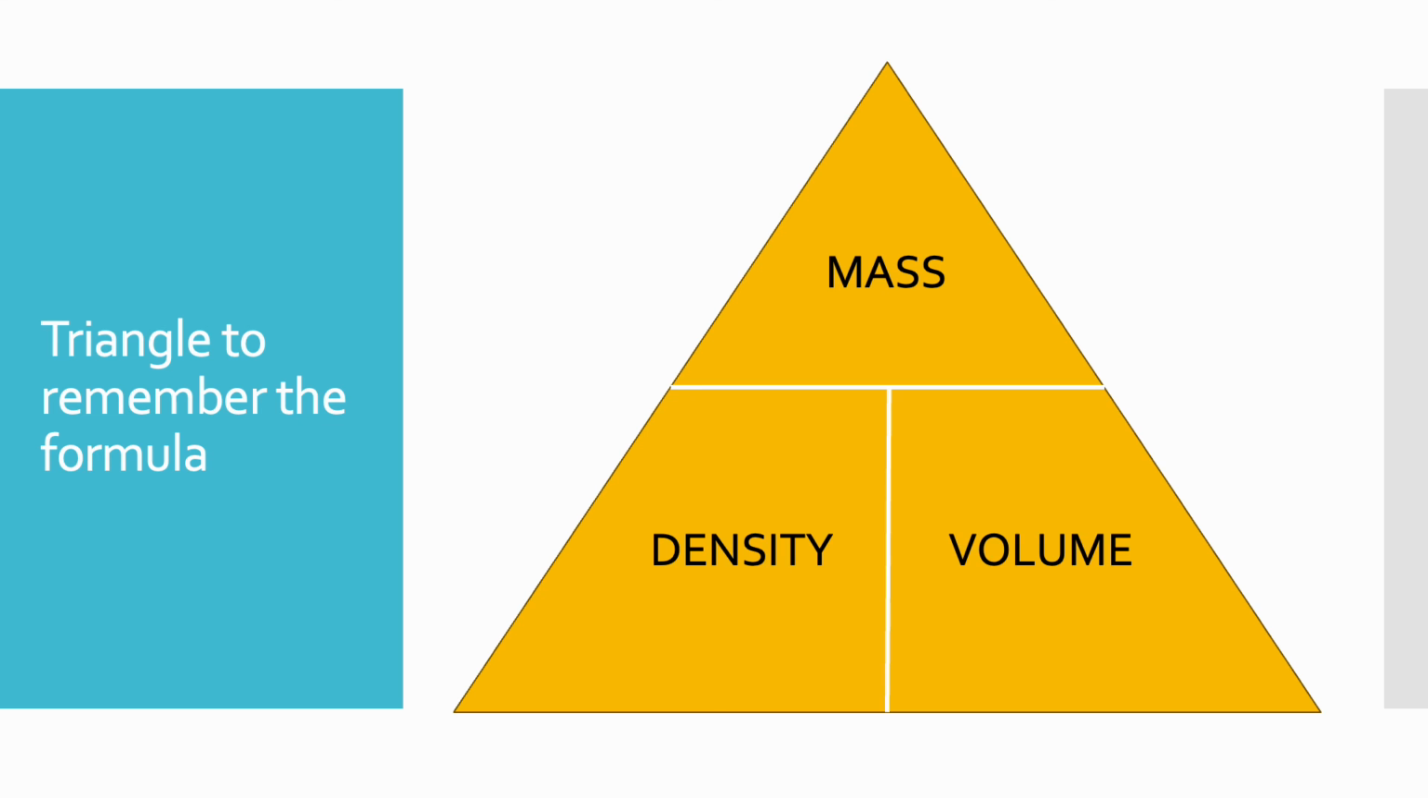If you want to find mass, cover mass. So mass will be equal to density multiplied by volume. And finally, if you want to find volume, cover volume, and you will get mass divided by density. This triangle is a quick and easy tool to remember all three forms of the formula.